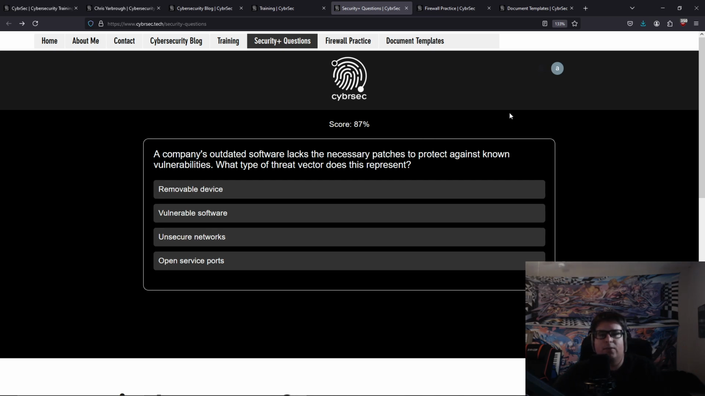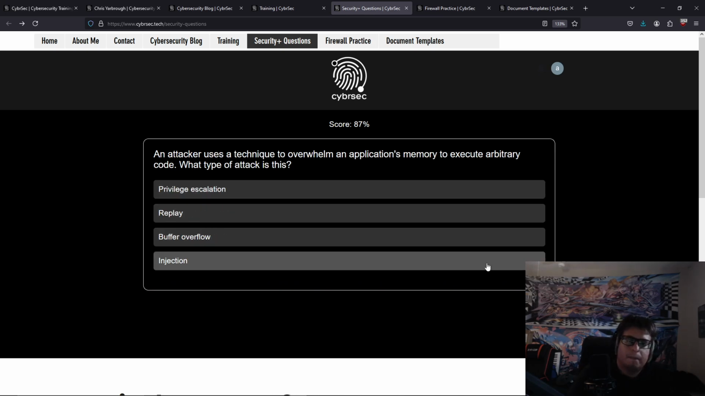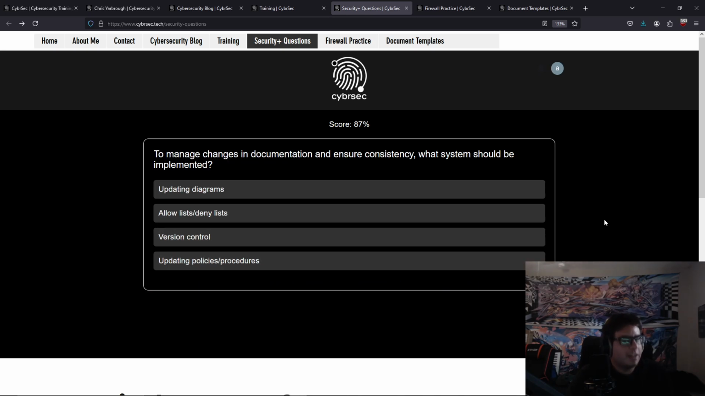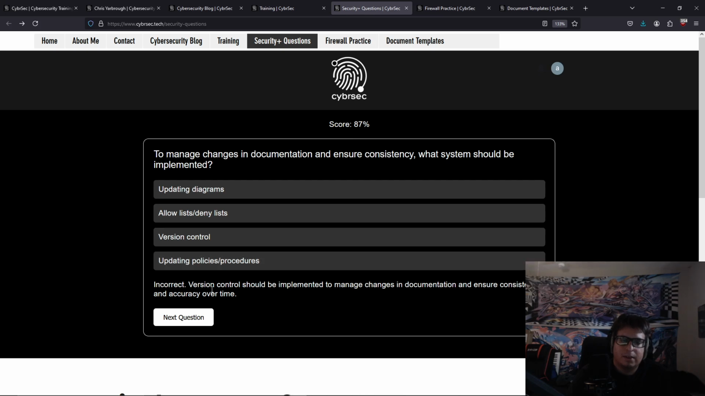A company's outdated software lacks the necessary patches to protect against known vulnerabilities. Vulnerable software. An attacker uses a technique to overwhelm an application's memory. Buffer overflow. To manage changes in documentation and ensure consistency, what system should be implemented? Updating policies. New version control.